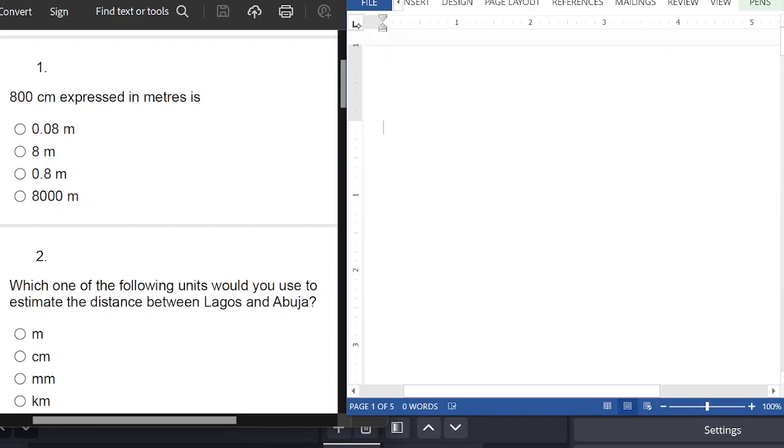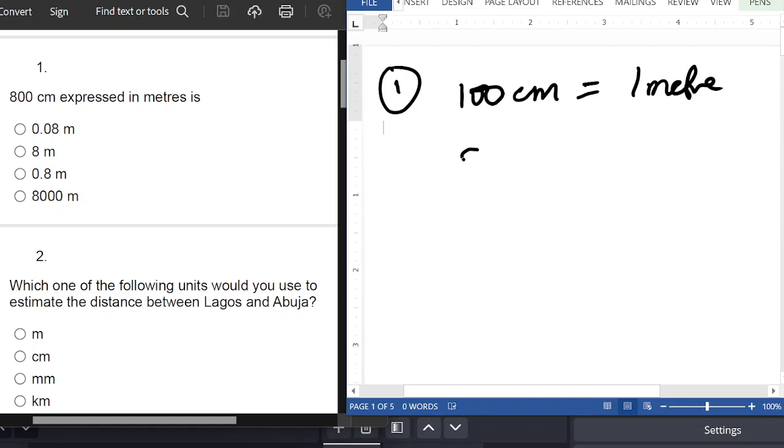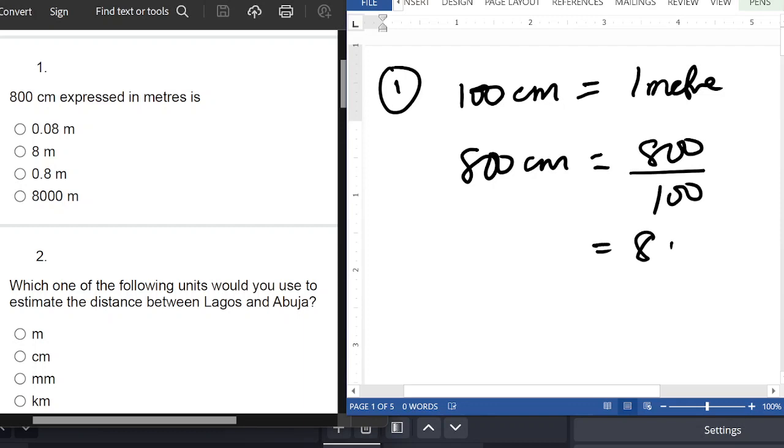The first question we have here is we are asked to express 800 centimeters in meters. The first thing we must consider is how many centimeters make a meter. So that is 100 centimeters equals 1 meter, right? So how many meters will 800 centimeters be? That means we're going to divide it by what? 100. So that gives us 8 meters.